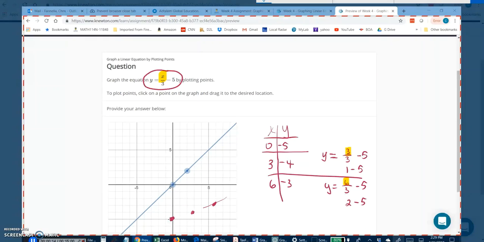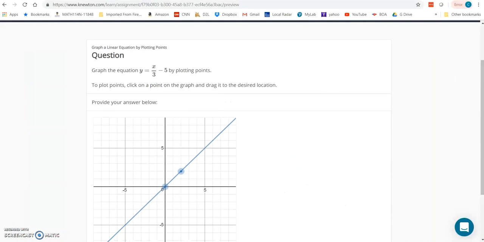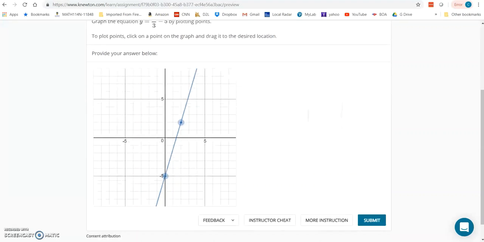They look like they're all lined up pretty well. So we can plot any two of these. Let's go with the first two we found, (0, negative 5) and (3, negative 4). Let's go back over to Knewton and try that out. So (0, negative 5). Grab one of these points, doesn't matter which one, move it to (0, negative 5), and then the other one was (3, negative 4).